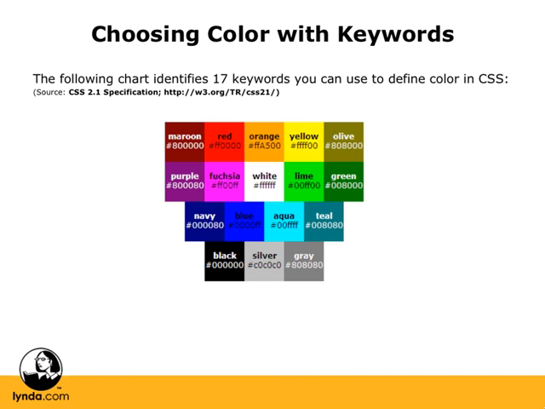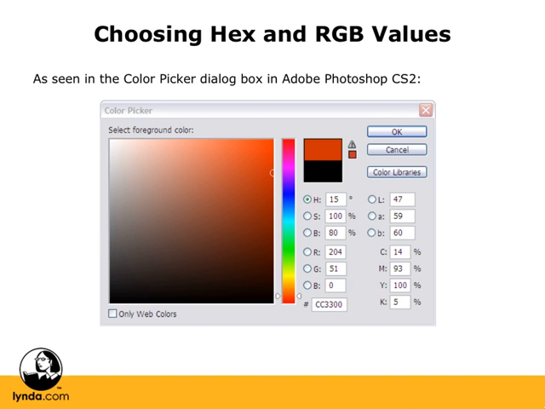Now, as you can see, these have hexadecimal equivalents. For example, red is FF0000, which basically means all the red you can give me and no green and no blue. White, all Fs. Black, all zeros. The keywords are great if you just need one of those 17 colors and have no need for any more precise color than that, but you probably will need more precise color than that.